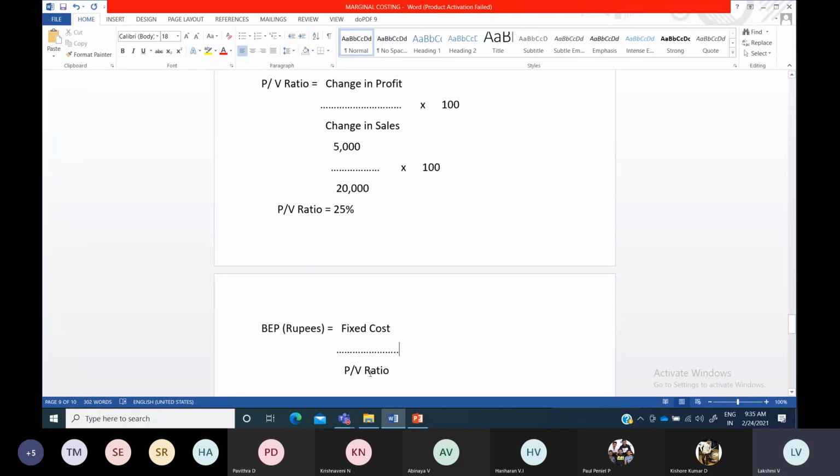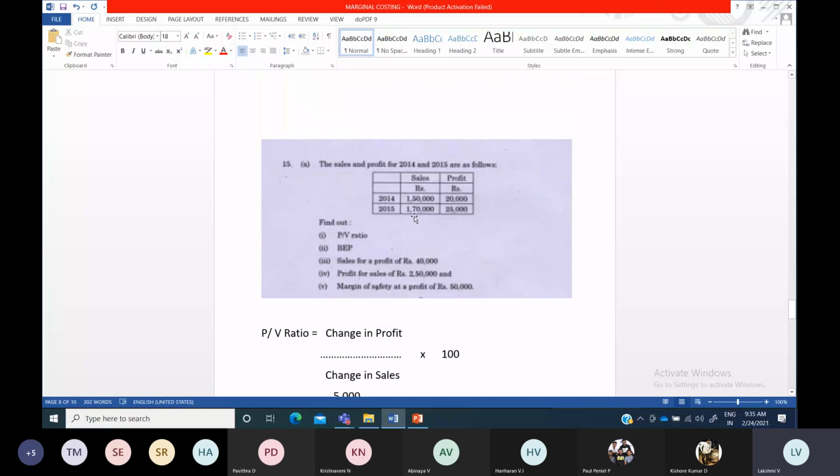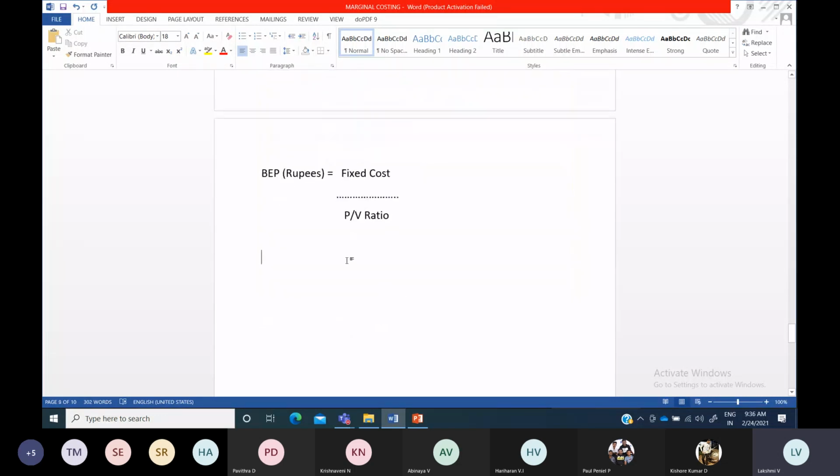For units, only this changes. If they ask for units, you have to use contribution per unit as the denominator, and the numerator remains the same. In rupees, if they ask, it is fixed cost divided by PV ratio. Now fixed cost in this question we don't have. So we don't have the fixed cost amount, and it is not available in our question.